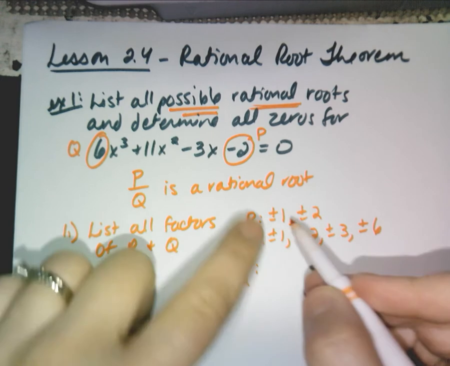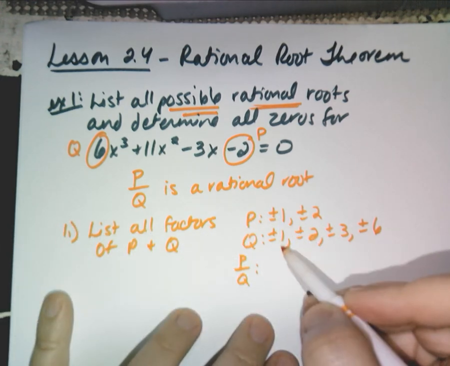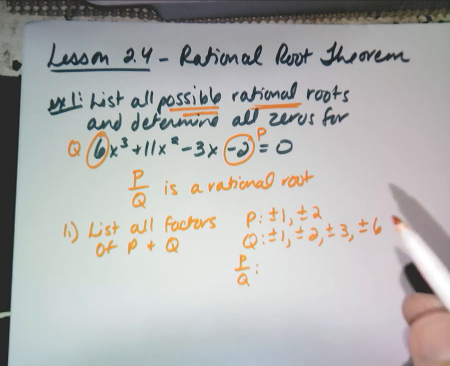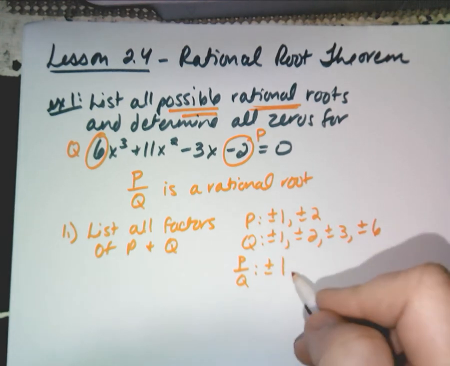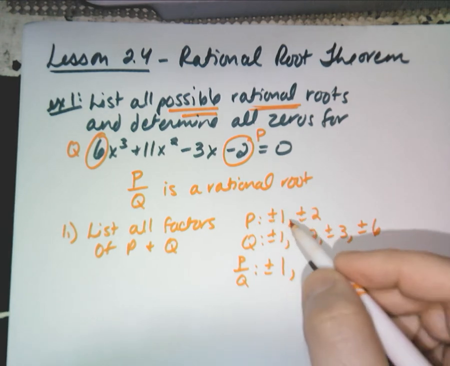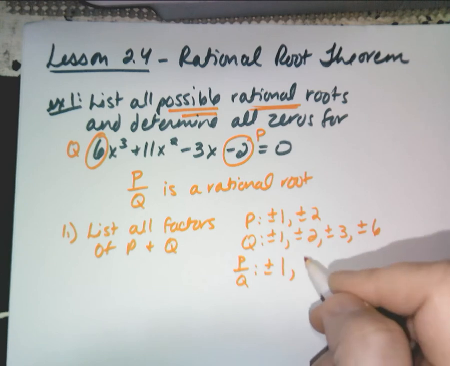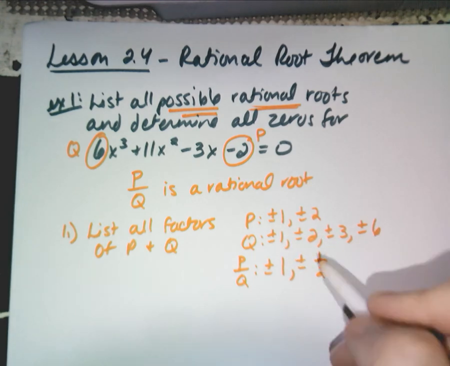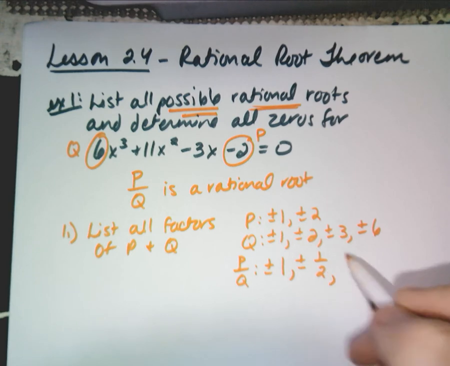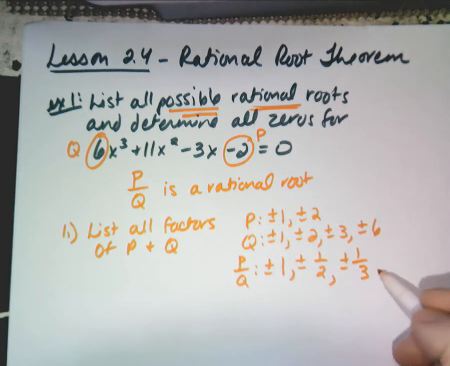So you would write this. If I took my first P and put it over my first Q, 1 over 1 would be just 1. Would you agree? So plus or minus 1 is a possible root. And I keep doing that. Now I put my first P over my second Q. How do I write that as a fraction? Plus or minus 1/2. P over Q. Or plus or minus 1 over 3. Or plus or minus 1 over 6.